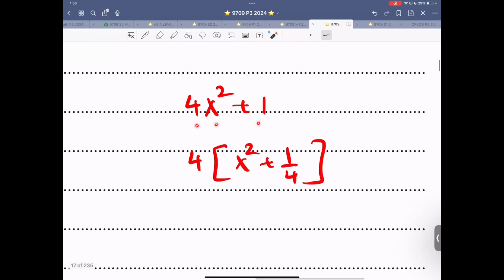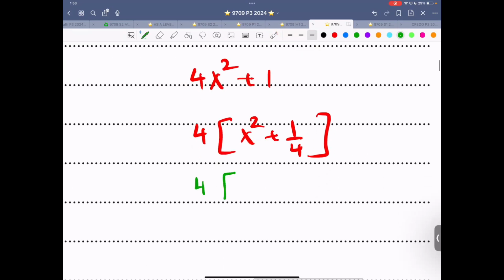When I have 4x square plus 1, I should take 4 common out. This is x square plus 1/4. Let me write one more step. This is 4. This is x square plus half square. Now you are in a position to integrate this.